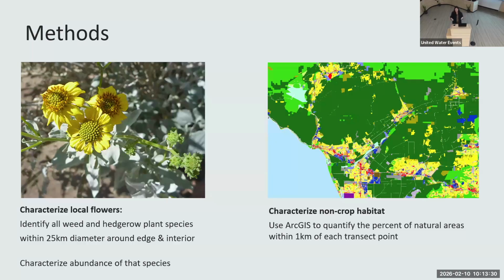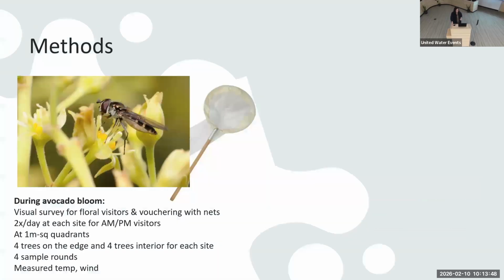Okay, so we characterized what the farms looked like in two ways. At our transect points at the edge and interior, we created these circles, and we just counted and identified all the flowers that were not from avocado, whether it was from a weed or from a hedgerow. And then we used a software called ArcGIS to look at the natural habitat around each site and quantify that, and say, like, this point is surrounded by 50% natural habitat or 10% natural habitat.